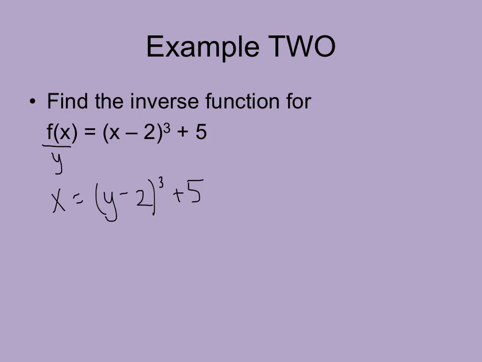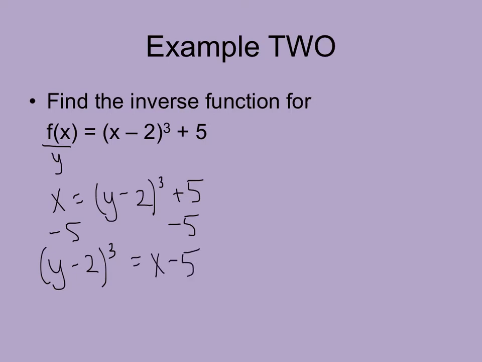To do that, the first thing I need to get rid of is the plus 5, so I'm going to subtract 5. And just like I did in the last equation, I'm going to flip the equation, so I'm going to put the y value on the left-hand side. And so we have (y minus 2) cubed equals x minus 5.